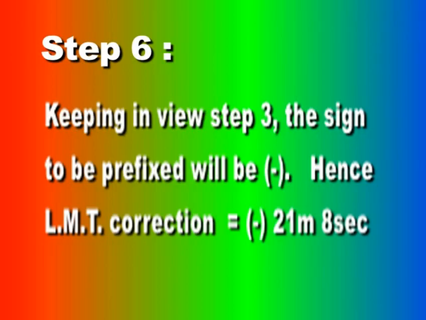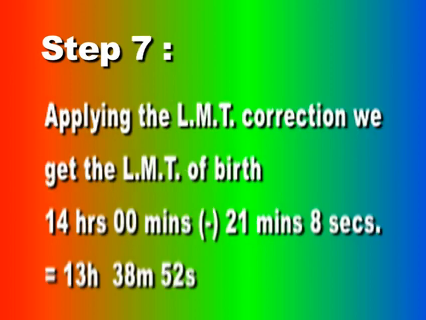Applying the LMT correction, we get the local mean time of the birth by deducting 21 minutes and 8 seconds from the Indian Standard Time of birth of the child, 1400 hours, which comes to 13 hours 38 minutes and 52 seconds. So this becomes the birth time of the child, local mean time.